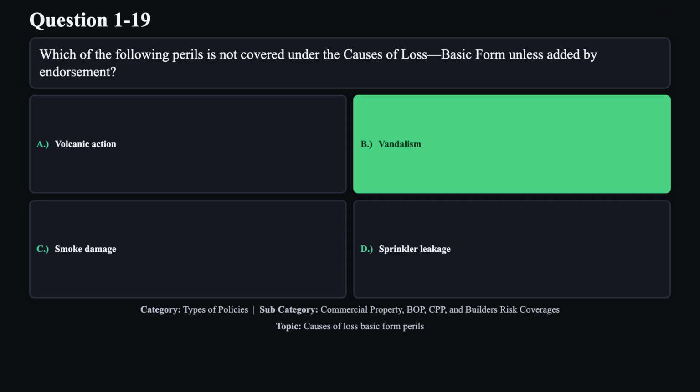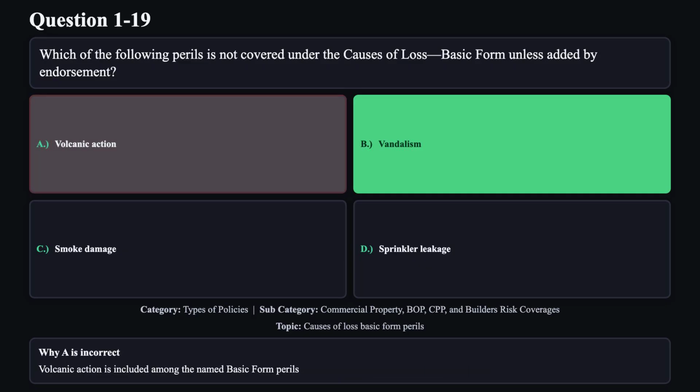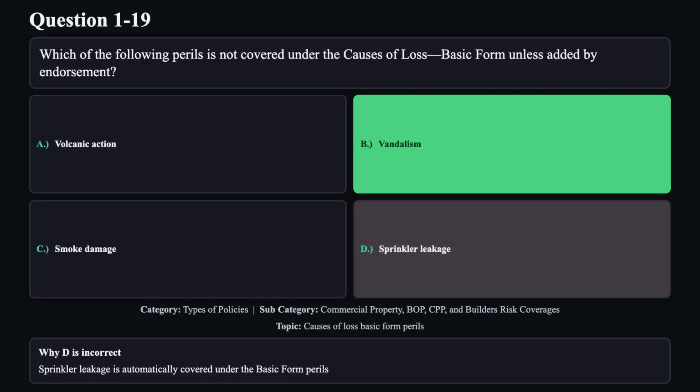The correct answer is B. Vandalism is not one of the named perils in the basic form and must be added by endorsement for coverage. Reason A is not correct. Volcanic action is included among the named basic form perils. Reason C is not correct. Smoke damage is a named peril covered under the basic form. Reason D is not correct. Sprinkler leakage is automatically covered under the basic form perils.